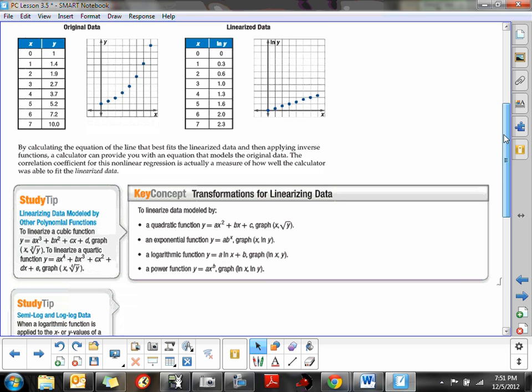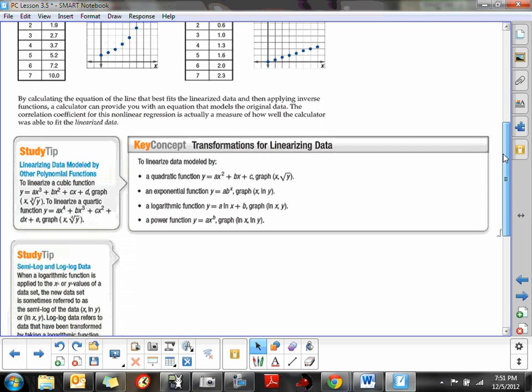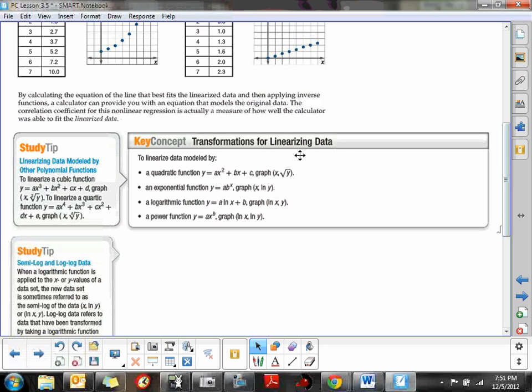Well, we're going to summarize some of the key concepts here, and then I'm going to take a break, and then I'm going to come back and do some examples for you. But the key concept is, if we're going to transform or linearize the data, the concept here is to do the inverse.